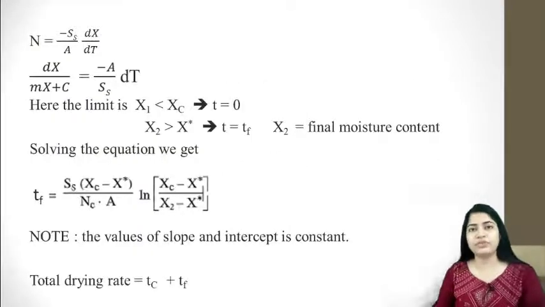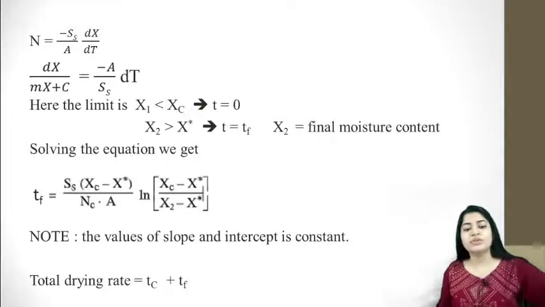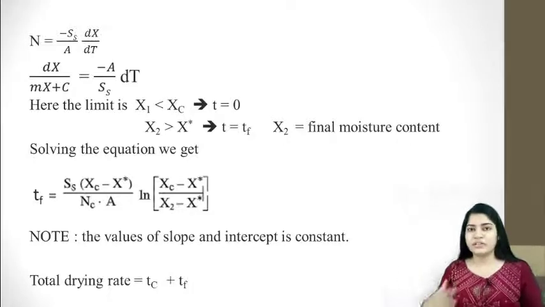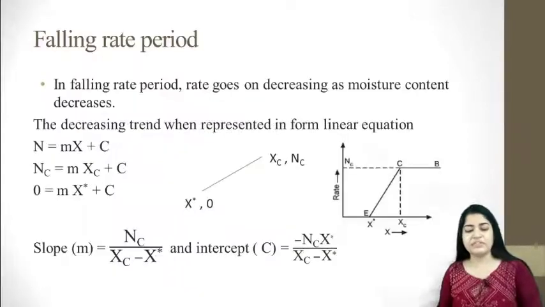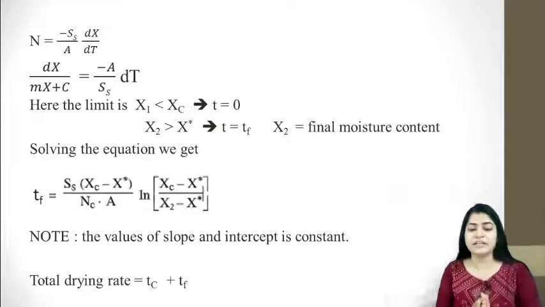Now what you have to do again? What is the representation of your drying rate? That is N equal to minus SS upon A dx by dt. Now you have to integrate it. Instead of N, I am substituting Mx plus C. We have the value of M and C, right? Now integrate it. The important point is the limits.